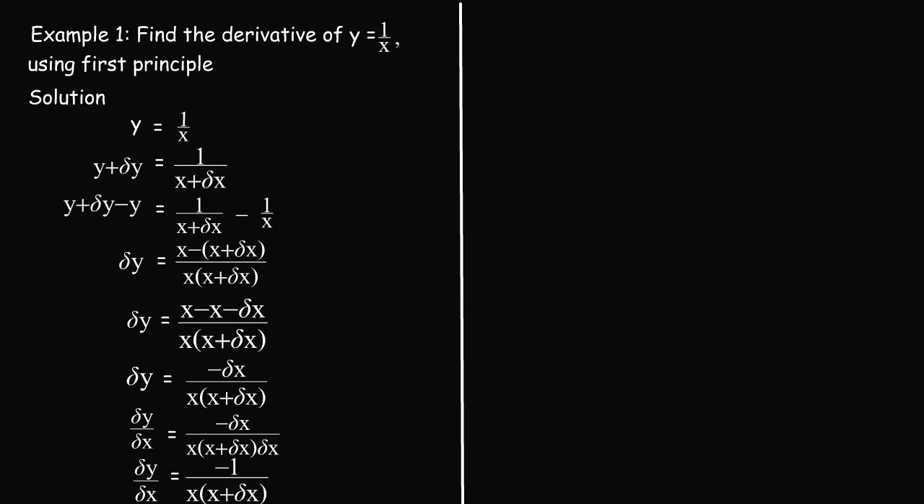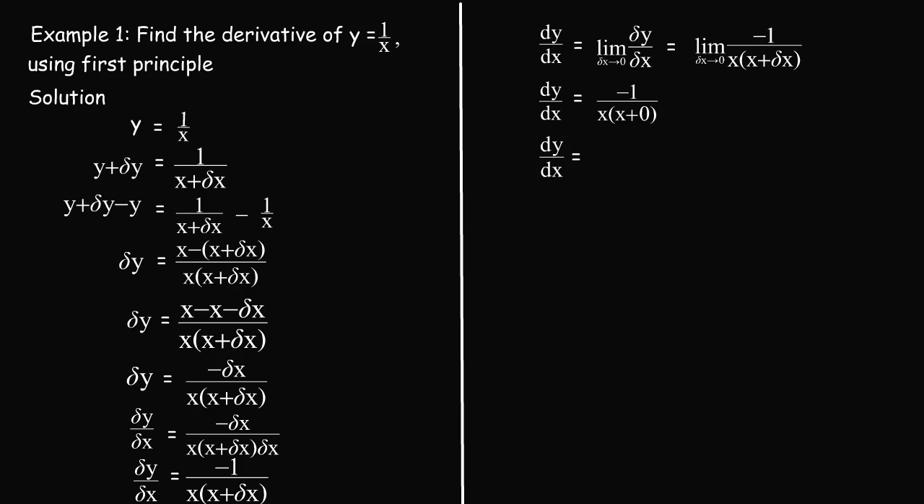At this point, we are going to look for our dy over ds, which is the limiting value of delta y over delta s as delta s tends to 0, which should equal the limiting value of minus 1 divided by s in bracket s plus delta s as delta s tends to 0. As delta s tends to 0, delta s will equal 0. So therefore, dy over ds will equal minus 1 divided by s in bracket s plus 0. Simplifying further, dy over ds will equal minus 1 divided by s in bracket s, and dy over ds will equal minus 1 over s squared.